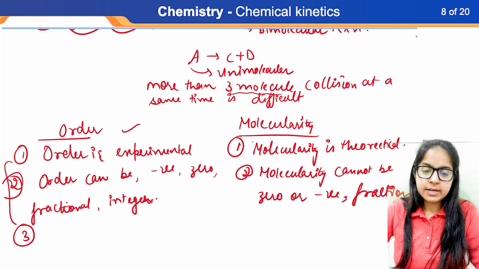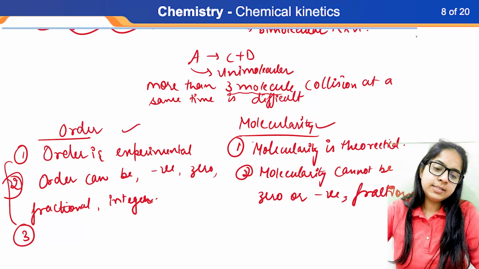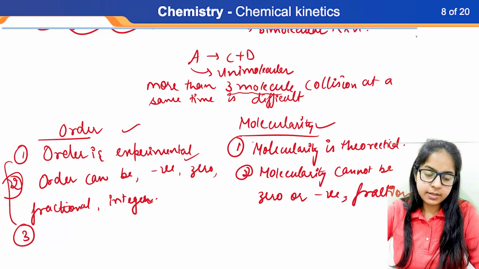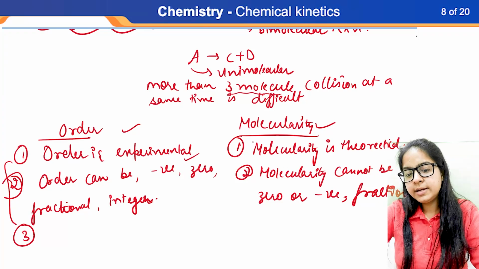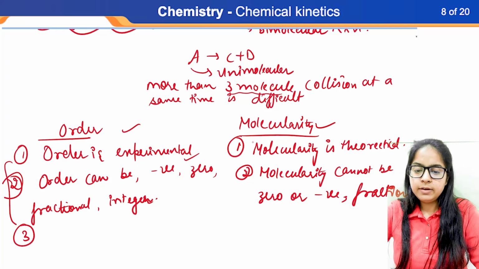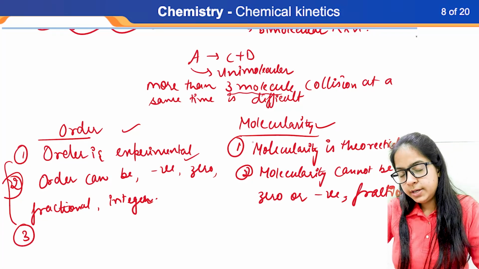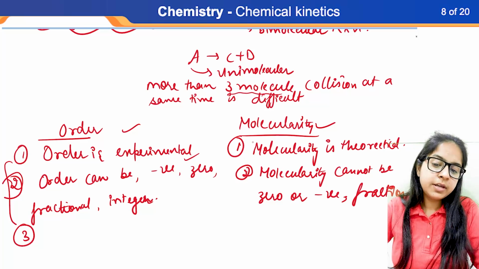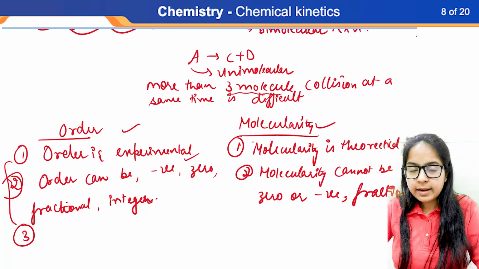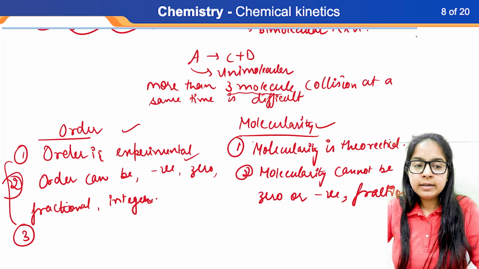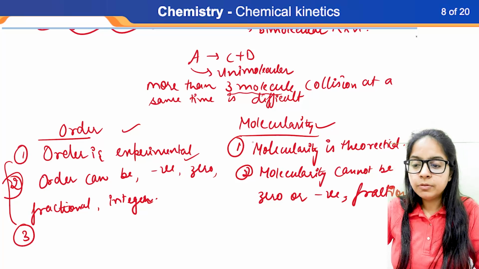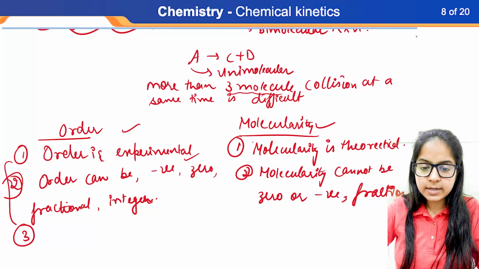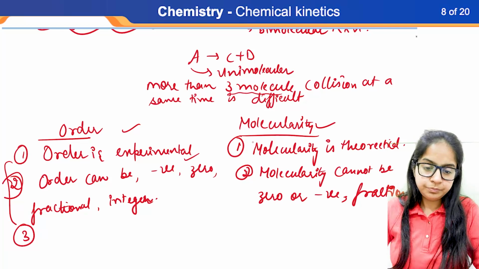Now the order of reaction versus the molecularity of reaction. Order is experimental, molecularity is theoretical. Order can be negative, zero, fractional or integer, but the molecularity cannot be zero, negative or fractional. Molecularity is the number of reacting species that are going to react with each other. But the order is an experimental quantity, and it doesn't depend upon the number of reacting molecules that react with each other. Okay.